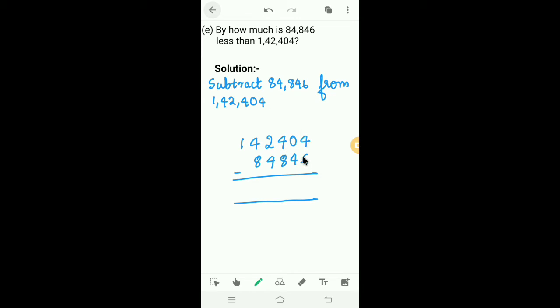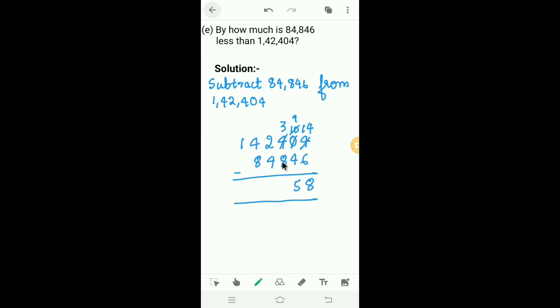4 minus 6, is it possible to subtract? No, it is not possible. So what we have to do? We have to borrow from the next number. Here the next number is 0. We can't borrow, so we go for the next number. The next number is 4. If we borrow from 4, then 4 becomes 3 and here 0 becomes 10. Now we can borrow from 10. 10 becomes 9 and here 4 becomes 14. 14 minus 6 is 8. 9 minus 4 is 5.